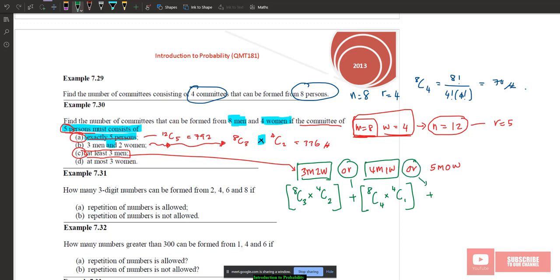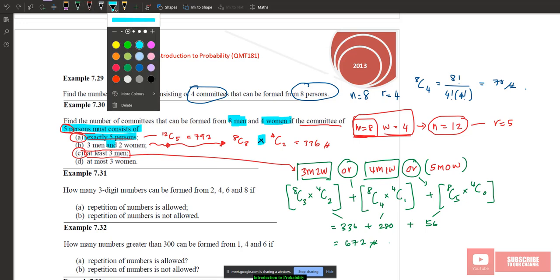Or plus 5 men and 0 woman. 8 choose 5 multiply with 4 choose 0. So this is our equation to solve at least 3 men. So this one should be equal to 336, plus 280, plus 56. So you should get 672. This is how we solve the problem.